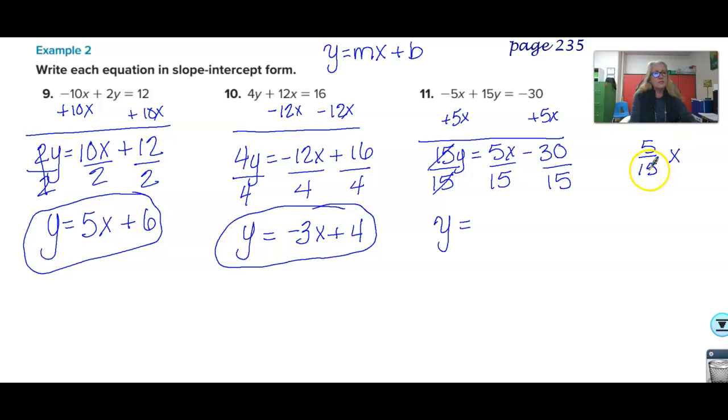What does 5/15 reduce to? Well, if you divide the top and bottom by 5, it reduces to 1/3. So the slope is 1/3, and then the x. -30 divided by 15 is -2. So this is how you would type it in your answer.